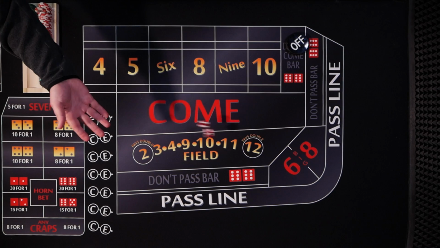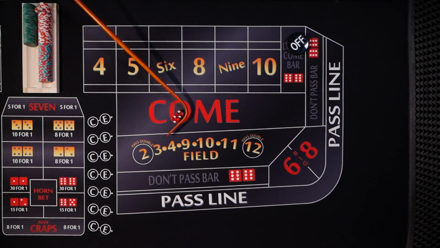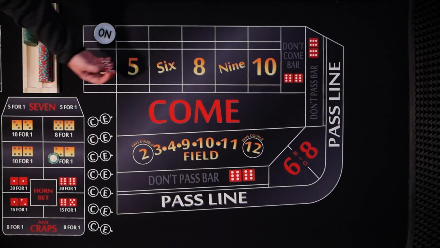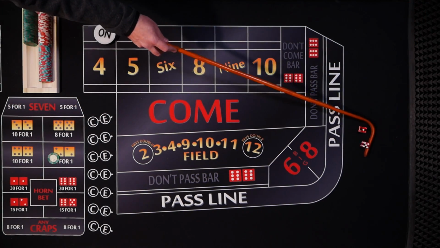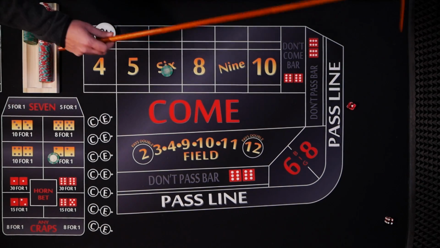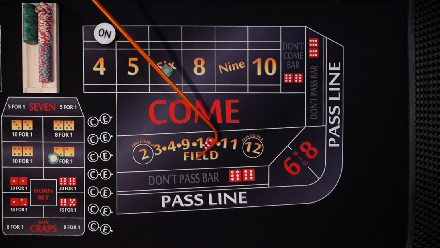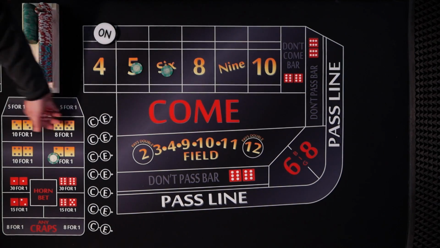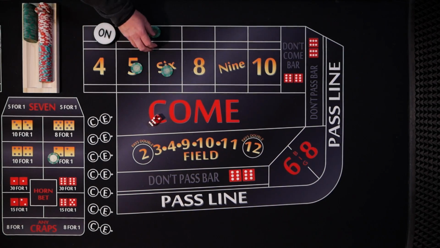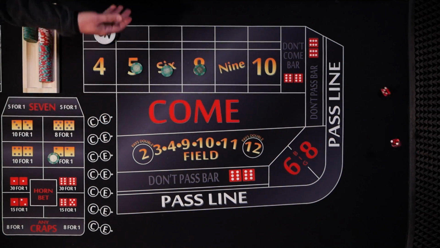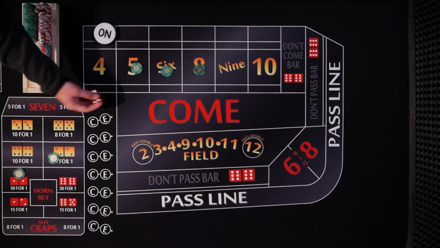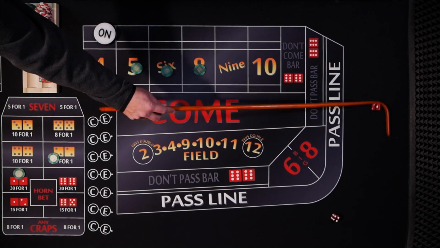Here we go, coming out, new shooter. 4 hard. So let's mark that up over here. And we've got a 6. And a 5, all right. Spreading out the love evenly so far. We got an 8. And 2 craps. And there's a 5.